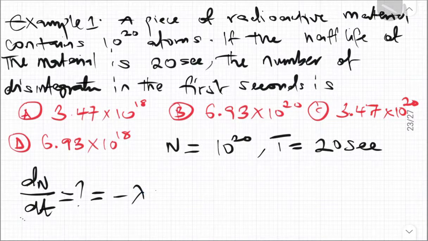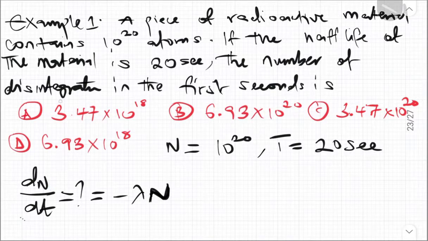So we could let this equal to what? Capital T, right? Sorry, this is supposed to be n, right? This is n, which is a number that we start off with. And this is lambda. So we know the number that we start off with, and we know the half-life. So of course, if we know the decay constant, then we can find the number of disintegrations for the first seconds.